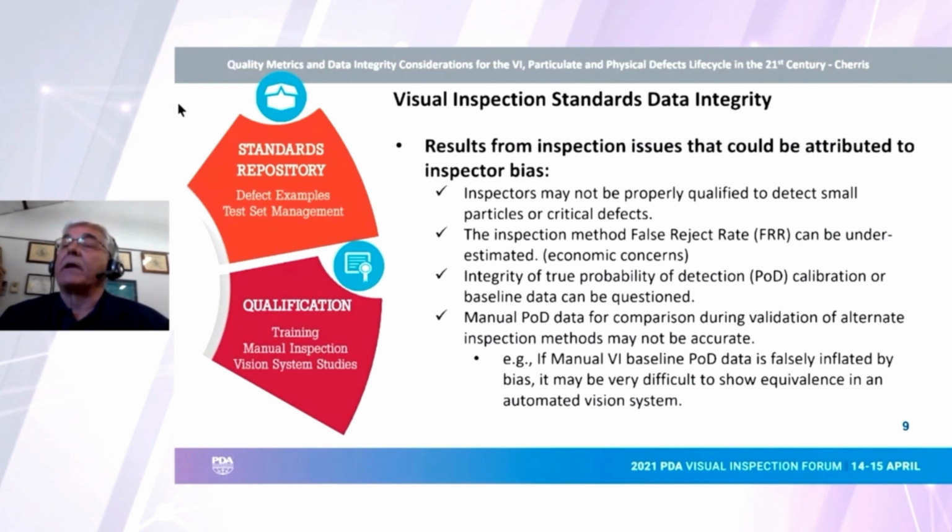And here's a very common example. If a manual visual inspection baseline, if the probability of detection data is falsely inflated by bias, it may be very difficult to show equivalence in an automated vision system.